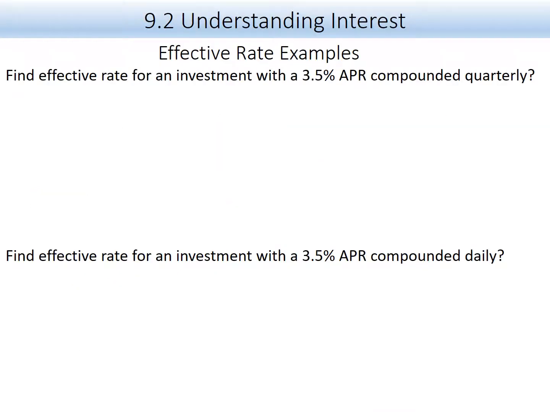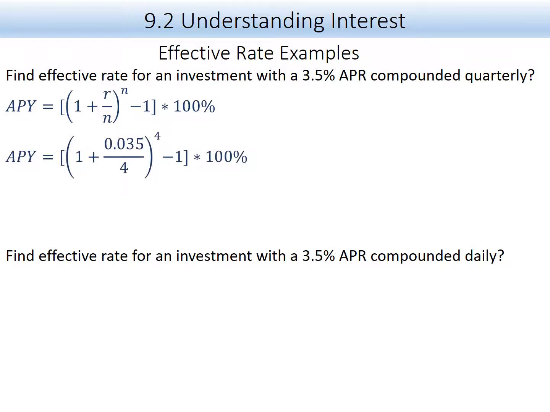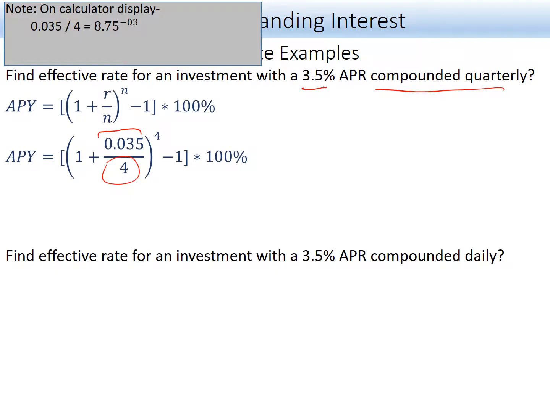Let's do a couple of examples. The first one says: find the effective rate for an investment with a 3.5% APR compounded quarterly. First of all, you write down the formula, and then you plug in the values. We've practiced this before, so you've got 3.5% written as a decimal, which is 0.035. It's done quarterly, so N is 4. And at that point, you just do the calculation.